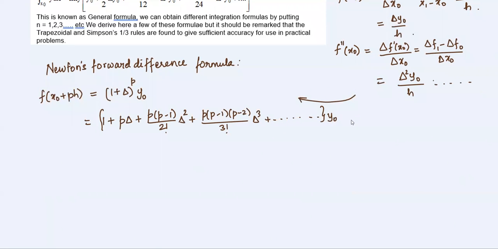This times y naught. This is the forward difference formula. So Newton's forward difference formula, we are approximating. Now it depends on how many terms that we use. We will see one by one. This is the most general formula for interpolation.